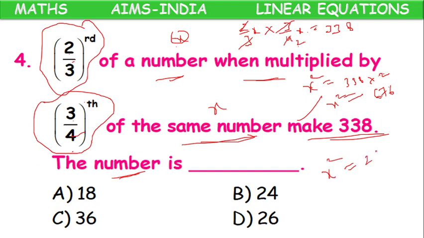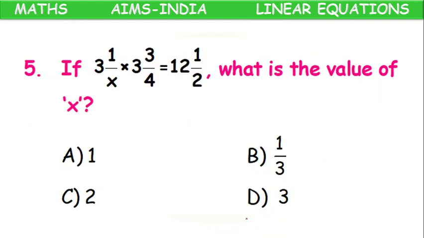676 can be written as 26 square, because 25 into 25 is 625, 26 into 26 is 676. So square cancel. So x equal to 26. So the number is 26. So next.